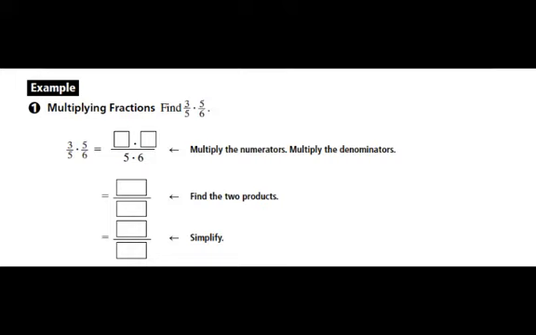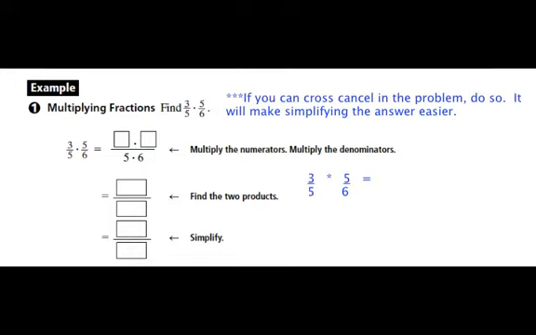Our first problem is 3/5 times 5/6. When you're multiplying fractions, it's important that if you can cross-cancel in the problem, do so. It will make simplifying the answer so much easier. So let's take a look at this first problem. Look at the diagonals in the problem. 5 and 5, and 3 and 6.